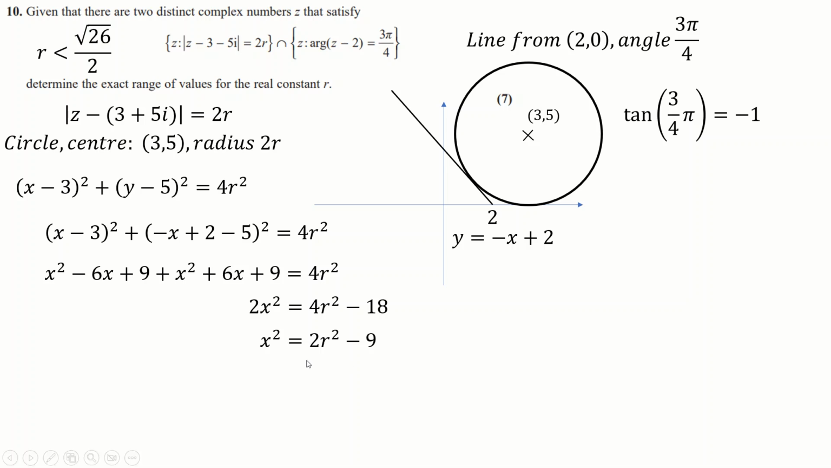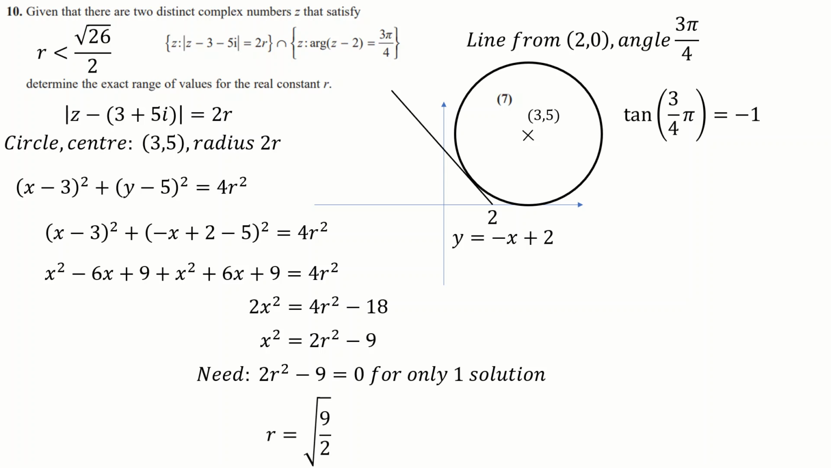Of course, this can't be negative, because then we can't square it at all, but if this was 0, x would only have one answer here, because the root of 0 is just 0. So we say this is 0, that gives us this result. We can root this for 3 over root 2, rationalize for this. And that's the exact r value that would touch the line, so anything bigger than that would give us 2 solutions. So we want to be bigger than that, but we want to be less than the original one we found before.